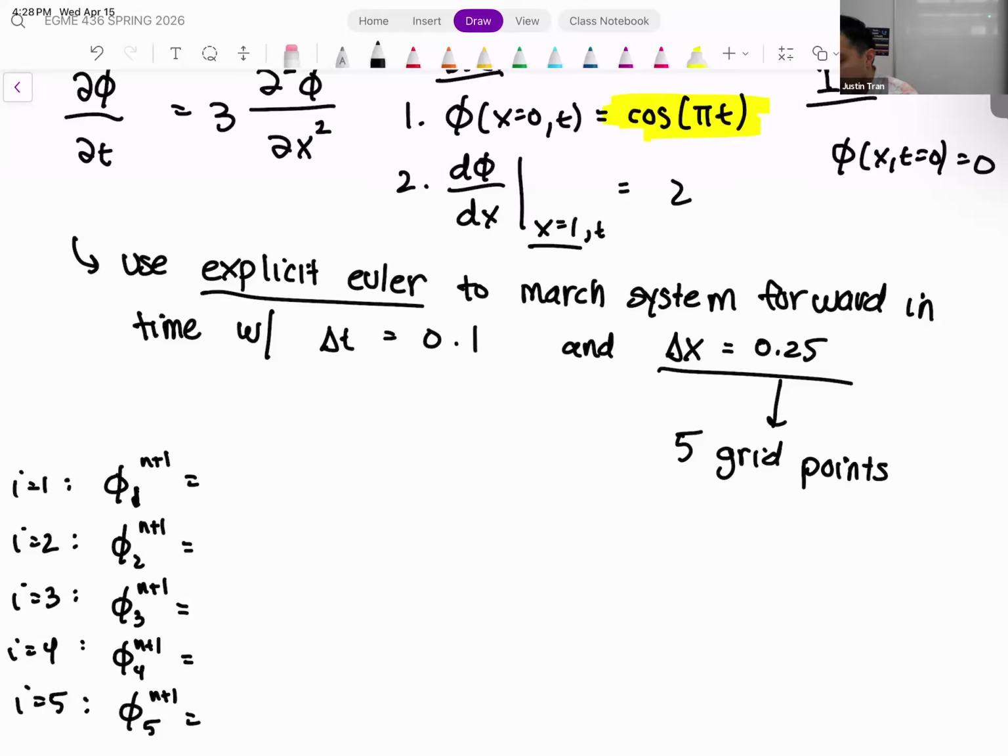Okay, so we can go ahead and plug in the values for this problem. We know that whatever we plug in for explicit Euler is only going to apply to the interior nodes, so nodes 2, 3, and 4. And for nodes 1 and 5, we're going to apply our boundary conditions.